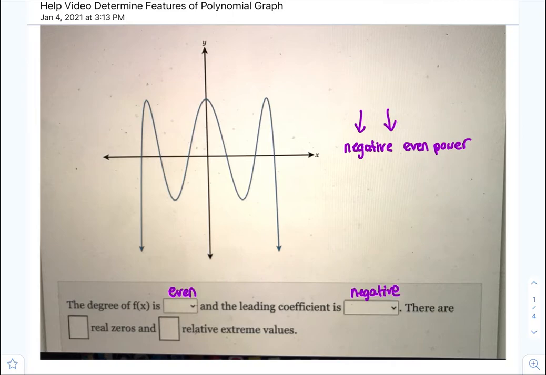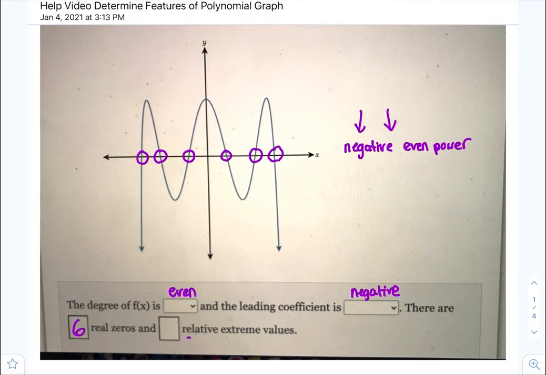Now, how many real zeros do you guys see? So basically, you see 1 zero, 2 zeros, 3 zeros, 4 zeros, 5 zeros, 6 zeros. So it's wherever the graph crosses the x-axis, because those are where your x-intercepts are or where your real zeros are. So this one's going to be 6.